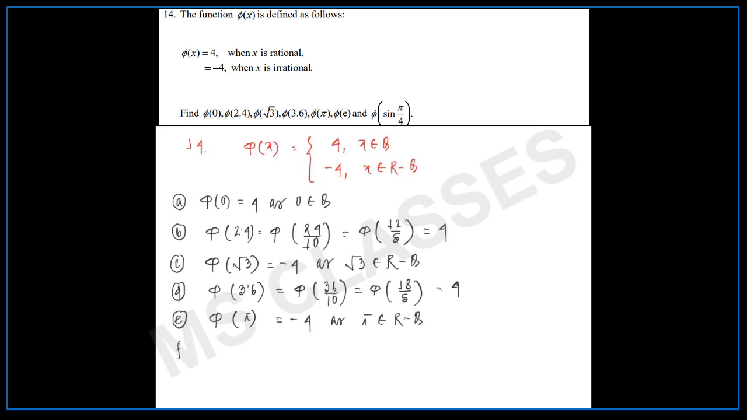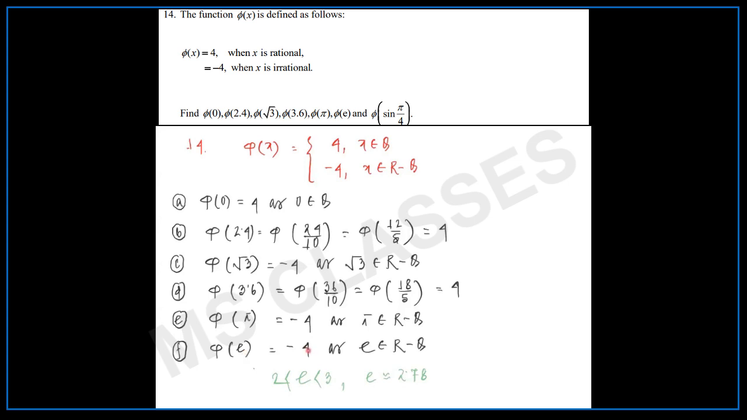Next we come to F, that is phi of e. Now e is an irrational number, so not a rational number. What will be the output according to the definition of the function? Minus 4, as e is a number lying between 2 and 3 whose approximate value is 2.78. We are just taking the approximate value. So here the output is minus 4.